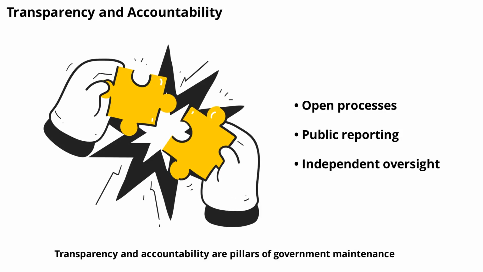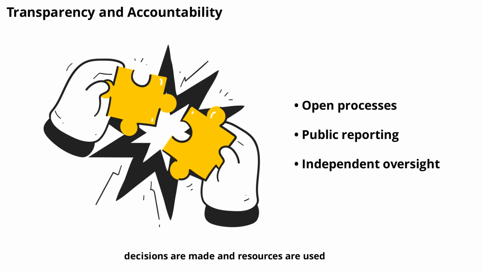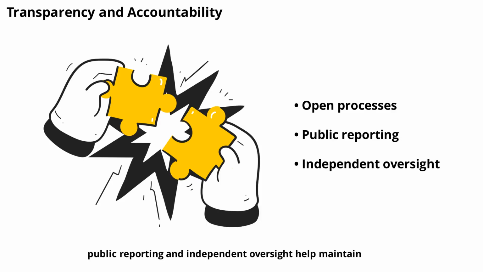services to citizens. Transparency and accountability are pillars of government maintenance. Transparent processes allow citizens to see how decisions are made and resources are used. Accountability ensures that officials are answerable for their actions. Mechanisms like audits, public reporting, and independent oversight help maintain trust and prevent abuse of power.